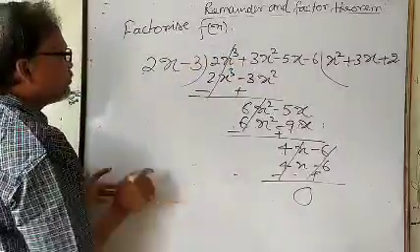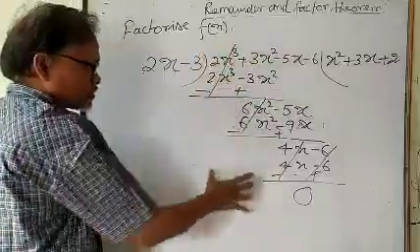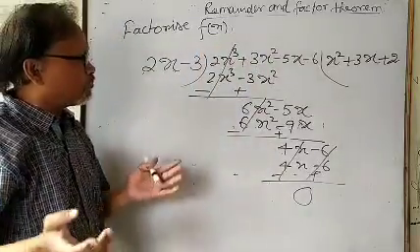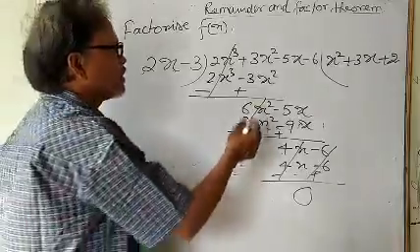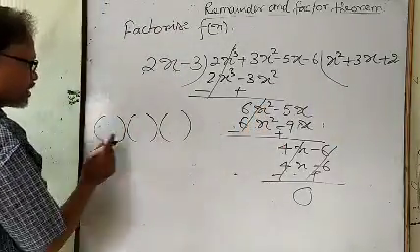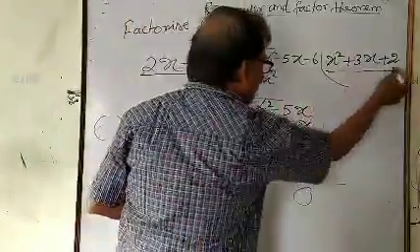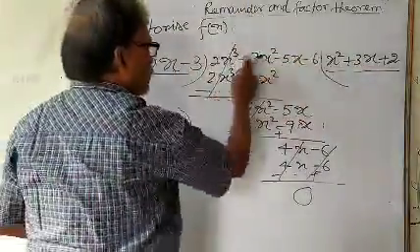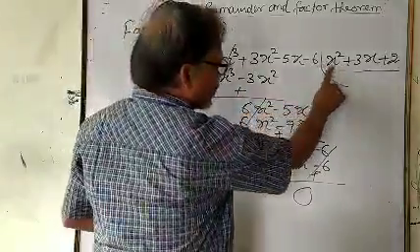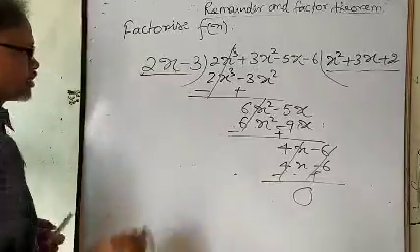This method is applied only when you factorize. But this is not factorized completely, because factorizing completely means we have the 3 factors, but here we have only the one, 2x minus 3. And this is also a factor, because when you divide this one by this, you will get 0 again. You can factorize this part also by simple factorization.